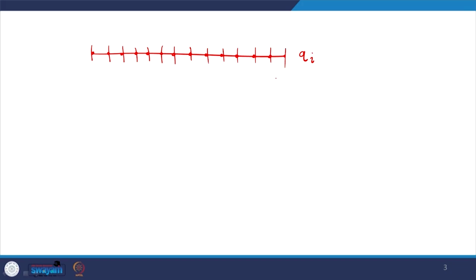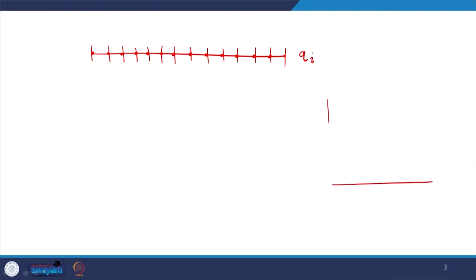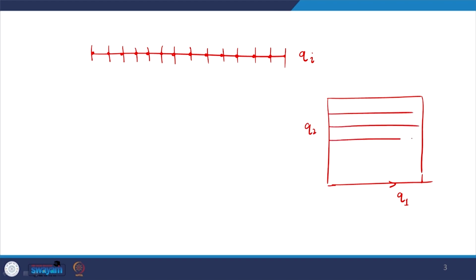So, let us say we have only one variable in the problem, then this is what the grid will look like. If on the other hand we have two variables, let us say we are looking at q1 and q2, and I am interested in integrating with respect to q1 and q2, then I will draw a 2D grid.